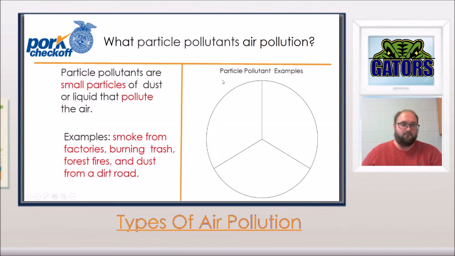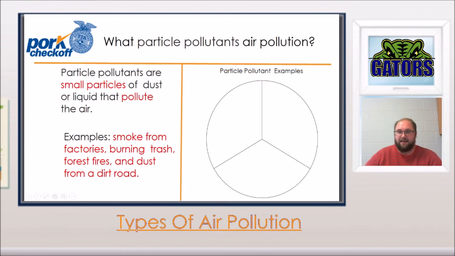And our final example, particle pollutants. Particle pollutants are small particles of dust or liquid that pollute the air. They get stuck in the air and can be breathed in by humans, animals, and taken in by plants. Examples would be smoke from factories, like we saw and I talked about, which could be particle pollution.